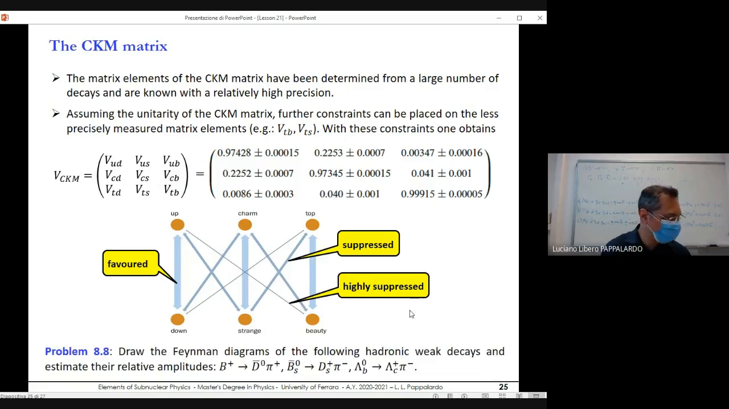Okay, one more and last exercise. Now about the CKM. So draw the Feynman diagrams of the following electronic decays and estimate the relative amplitudes for the B plus into D0 bar pi plus, Bs0 into Ds plus pi minus, and lambda b into lambda c pi minus.